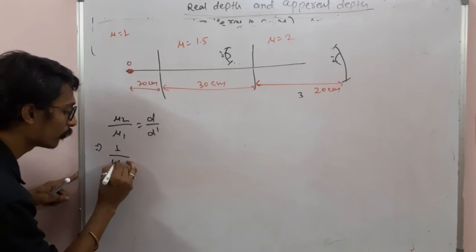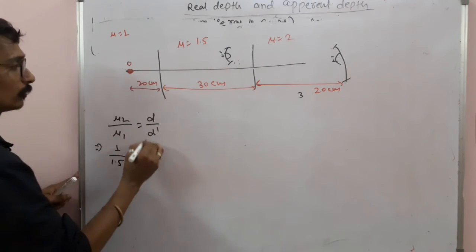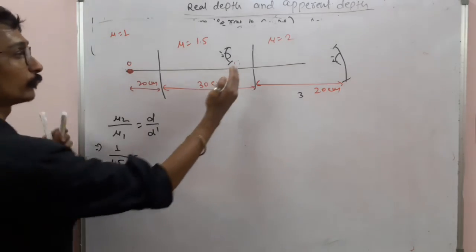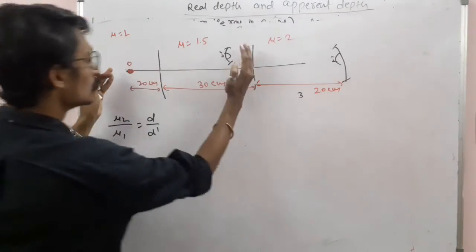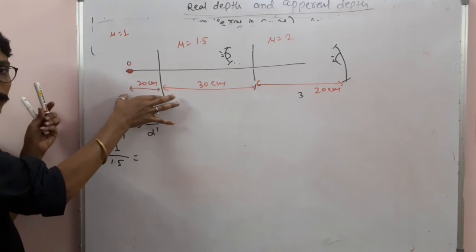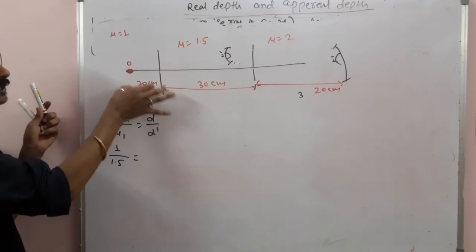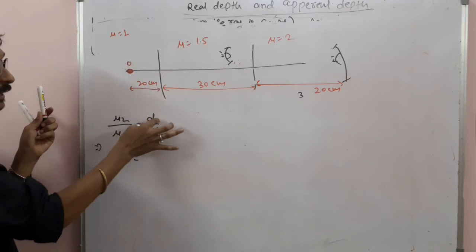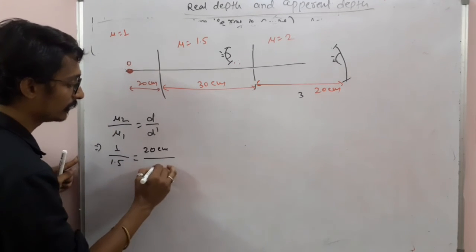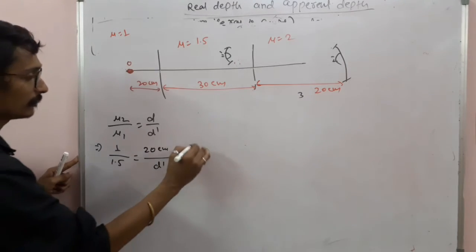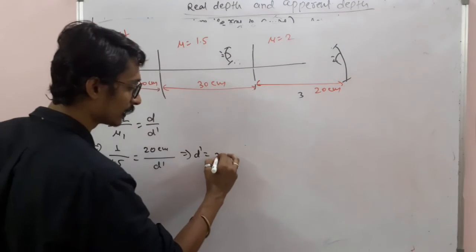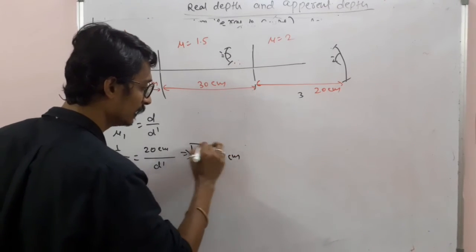Mu1 is 1.5, equal to d, and see depth. Everything is measured from the surface. So for this system, this is the surface, and everything will be measured from this surface. What is the distance of the object from this surface? Actual depth d, that is 20 centimeter, divided by d dash. Get the d dash from here, and solve it: d dash is equal to 30 centimeter, right? This is the d dash.